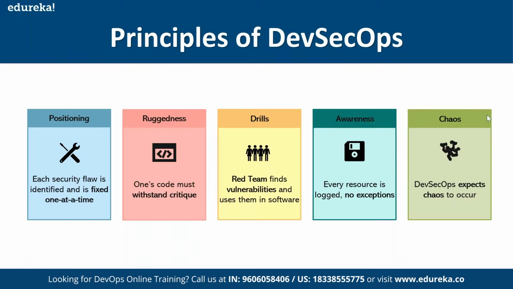Guys, each and every idea we'll talk about. The DevOps team is on the head of everything. Chaos is one of the key factors here. Awareness: people should be aware, and if something comes up, we have to fix it. Red teams are always trying to find vulnerable things and use them in software to find out the issues. Positioning: each flaw has to be fixed on time and everyone's code has to be fixed.